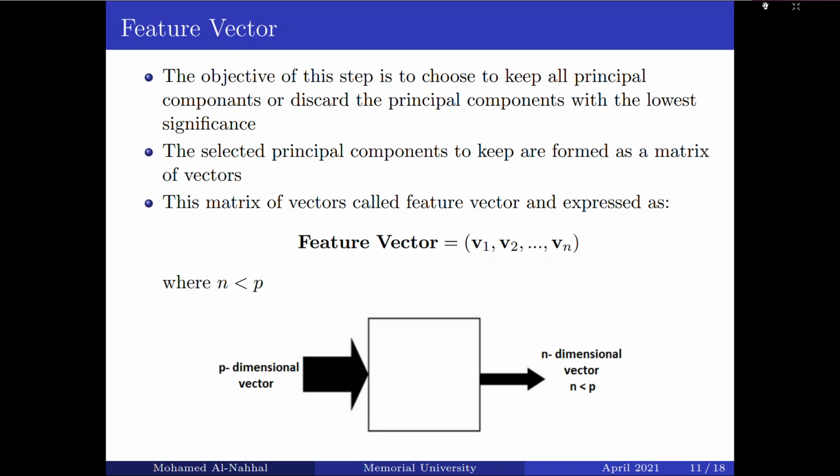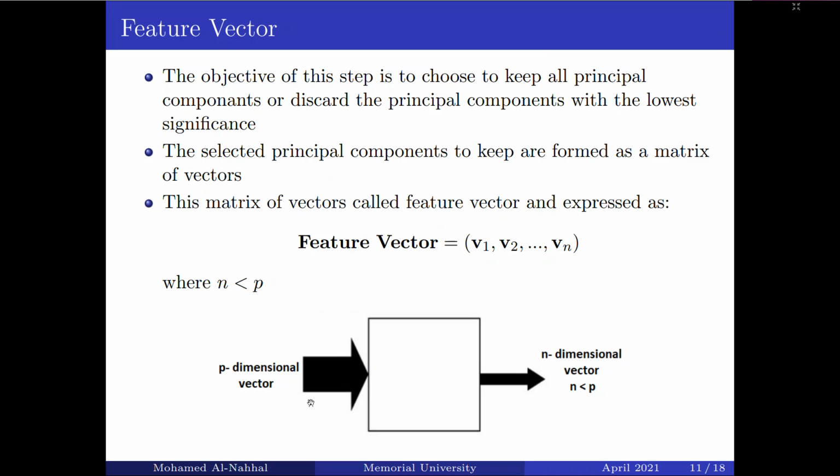Feature vector. As we saw in the previous steps, we compute the eigenvectors and order them by their eigenvalues in descending order, which allows us to find the principal components based on significance. So what is the benefit of this step? The objective of this step is to choose whether to keep all principal components or discard the principal components with the lowest significance. The selected principal components to keep are formed as a matrix of vectors, called the feature vector, and can be expressed by this equation.